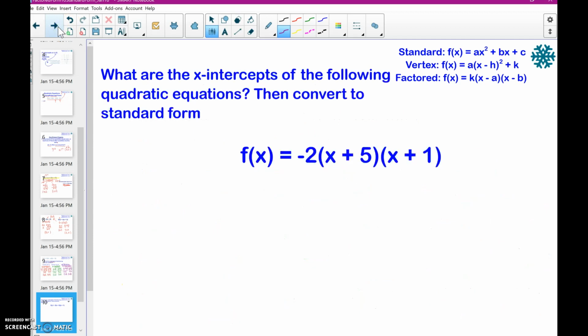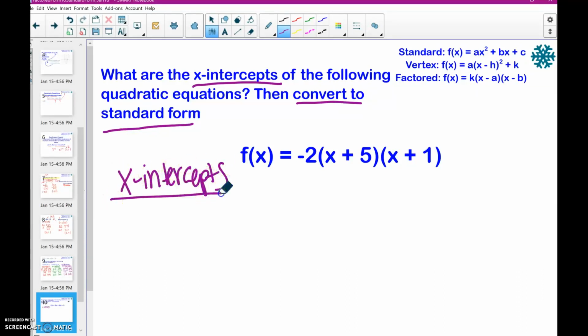The last example we're going to do together just combines a lot of things we've done so far in this unit. I want you to try to find the x-intercepts of this quadratic equation, then I want you to convert it to standard form. So if we find the x-intercepts, I'll do that off to the side. Go ahead and pause the video if you want to try it on your own.